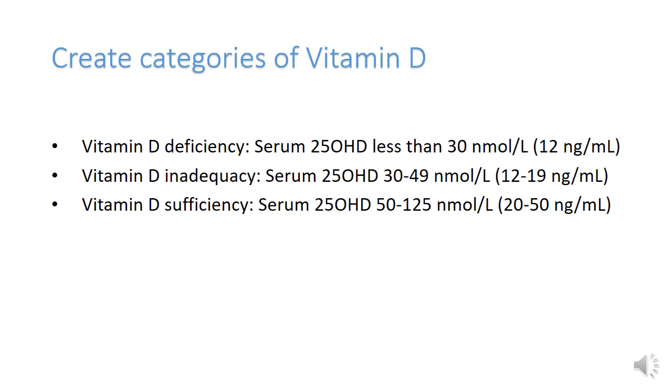Here it has been done such that below 12 nanogram per ml is the deficiency, called vitamin D deficient, and then you have vitamin D inadequacy, which is 12 to 19 nanogram per ml, and then 20 to 50 nanogram per ml, which is called sufficient vitamin D. Once you have each of these categories, you would like to see now, in response to this category, how the osteoporosis data is distributed.